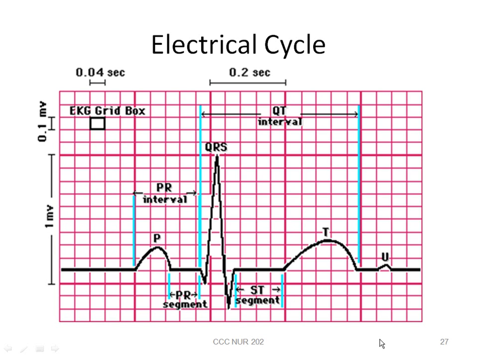These are the main things that we're going to be looking at: the P wave, the PR interval, the QRS complex, and then we're going to look at the T wave. Tell me what the QRS represents.